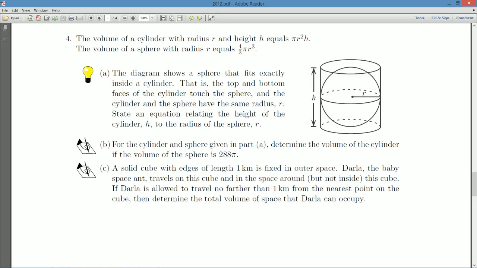What is a baby space ant? Space ant, sure, but why baby space ant? This is weird. That's just weird.